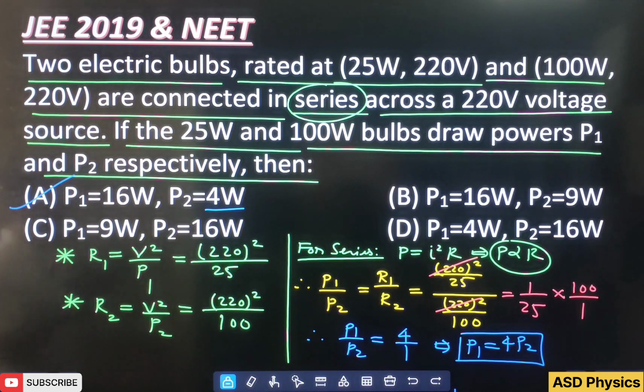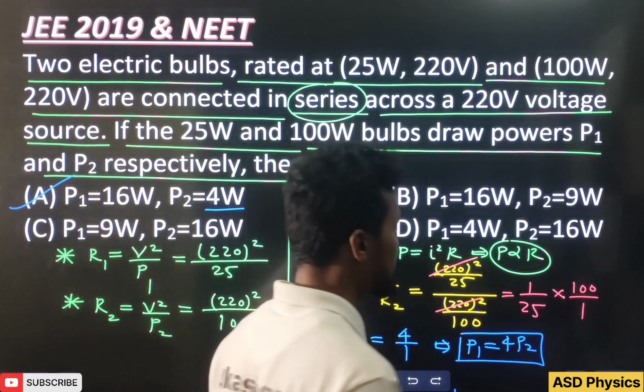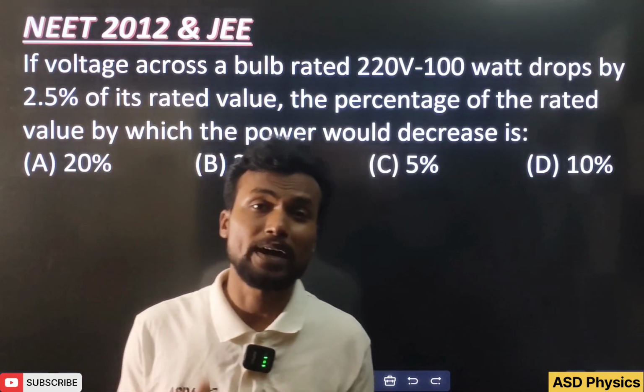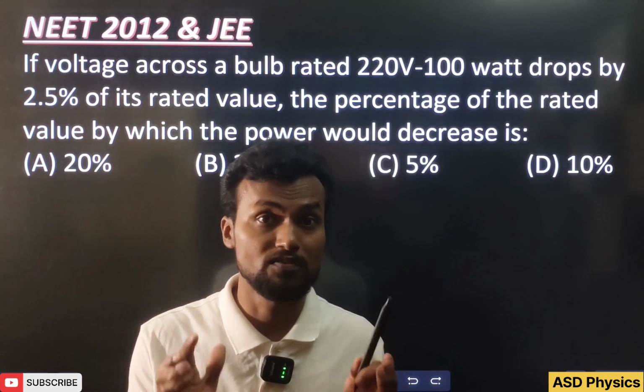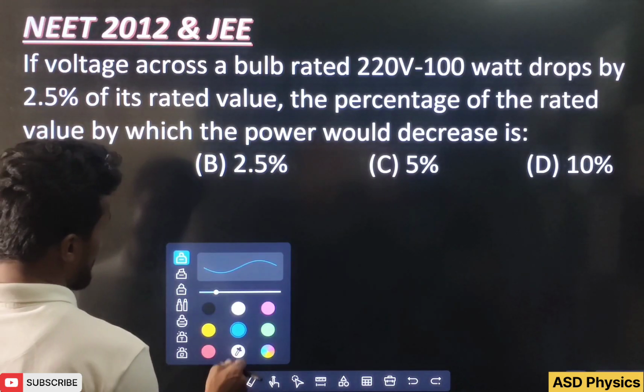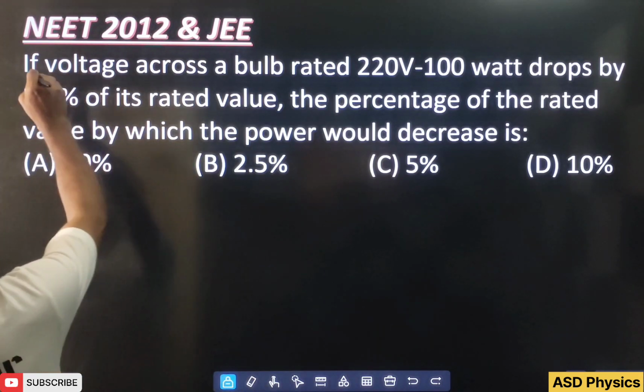Okay, students. As I have told you, remember that in series connection, a bulb of lower wattage will dissipate more power, and in parallel connection, a bulb of higher wattage will dissipate more power, as I have discussed in our previous videos. Okay. Now the next one we'll see.